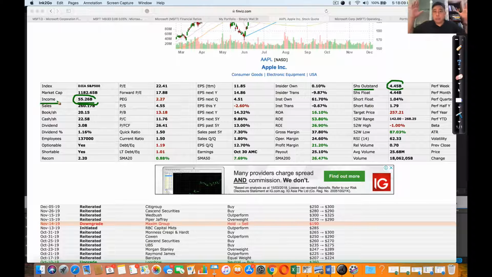So if you take the total income divided by the number of shares, what do you get? That's right, you get the earnings per share, which is over here, EPS, earnings per share, $11.85. Which means that for every one share of Apple you own, you are entitled to get $11.85 of profit based on the last 12 months.